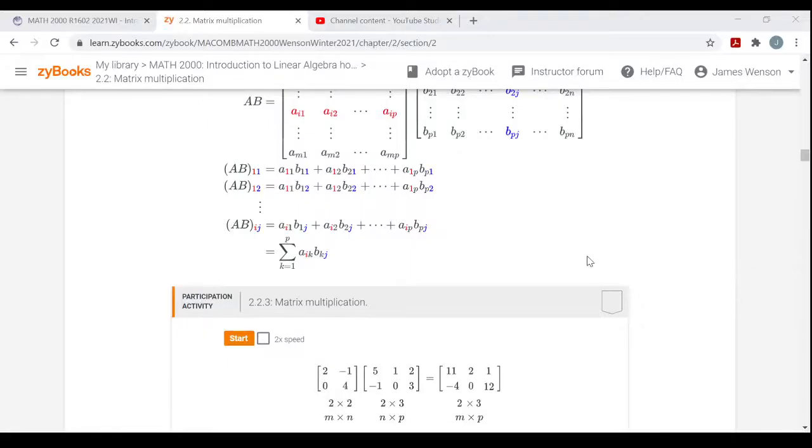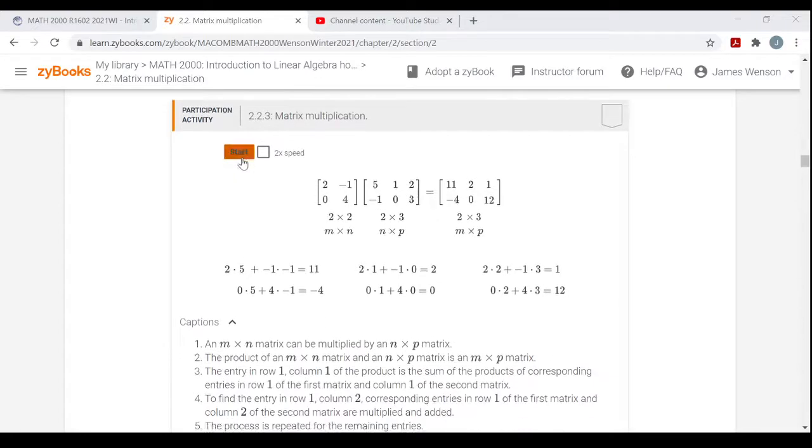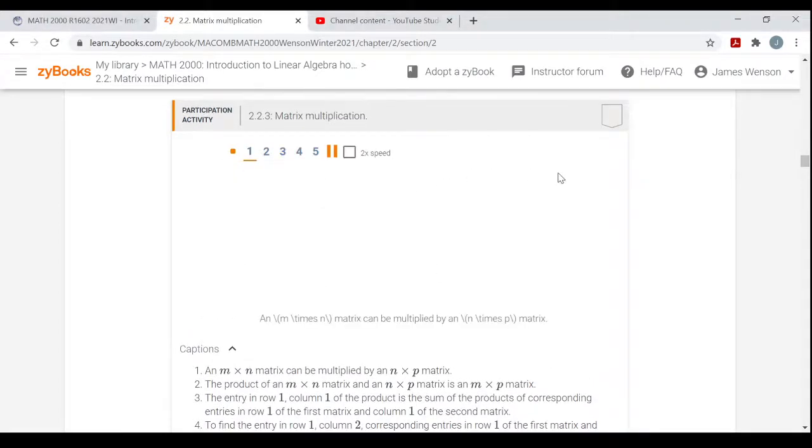Alright, so back here, you can watch the animation. I'll actually show you, I think it does this nice five little step thing where it shows you: are the dimensions good to multiply? Yes. What would be the result of the product? Right, it would be a 2 by 3.